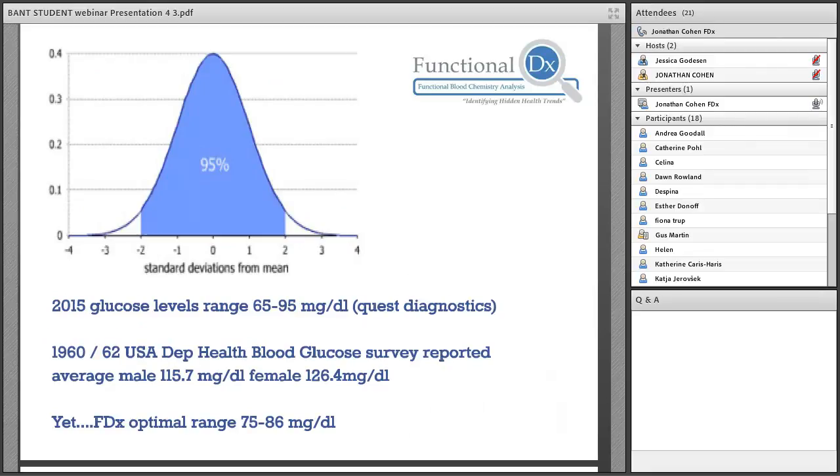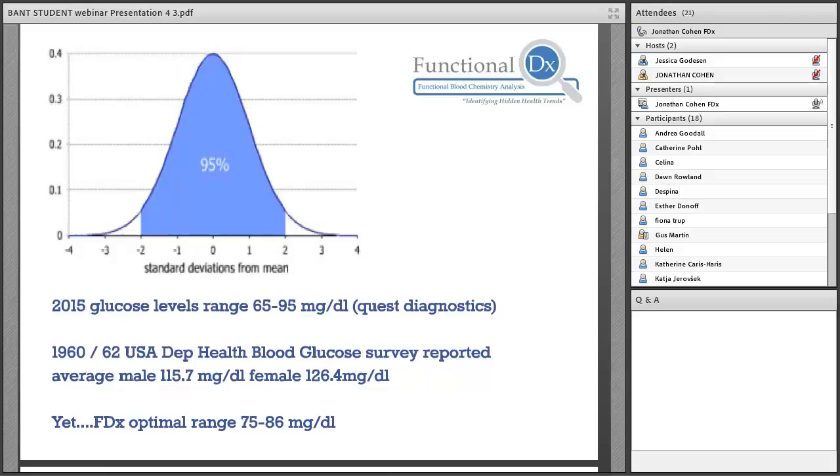Just to illustrate a bit more about the standard deviation points, to give you an idea of how ranges change over time. In 2015, glucose level ranges are between 65 and 95 milligrams per deciliter. Back in 1960-62 in the USA, the Department of Health blood glucose survey reported the average male, that would be the mean, at 115.7 milligrams per deciliter, and the females at 126.4. That's a heck of a shift over 50 years. So these are how ranges change.